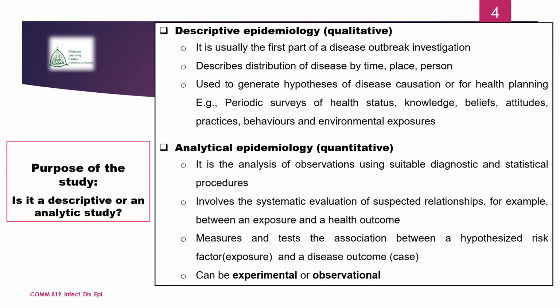Okay, so this is what analytical epidemiology does. It measures and tests the association between a hypothesized risk factor, like I said, the risk factor is the causal agent or disease determinant, and a disease outcome. So that is the outcome of disease, which could be based on the risk factor, the nature of the disease.